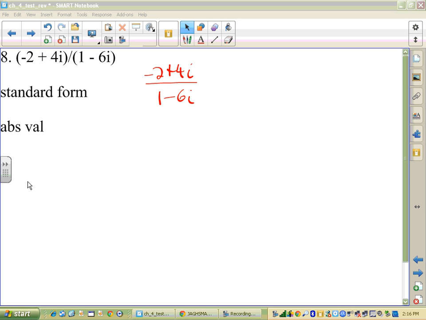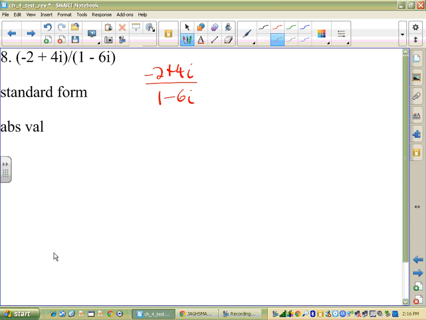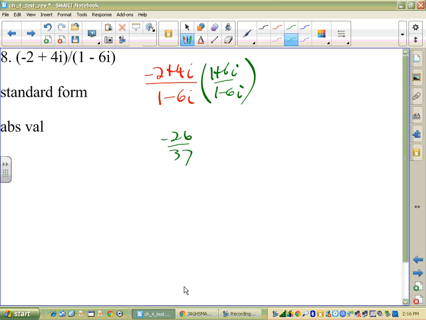My calculator is going to take 10 minutes to load. Maybe I could have done this one faster. I know my denominator is going to be 37, right? A squared plus b squared. Remember that? Multiply by 1 plus 6i over 1 minus 6i. My real part would be negative 2 minus 24, so that's going to be negative 26, negative 26 37ths. And then plus, minus 12, plus, that's minus 8 37ths i.